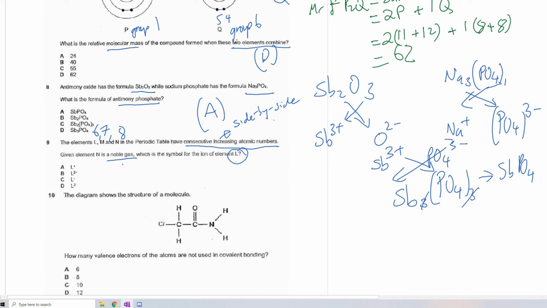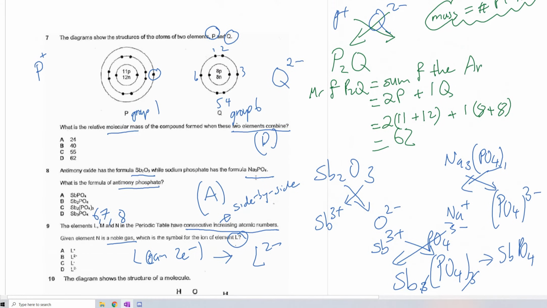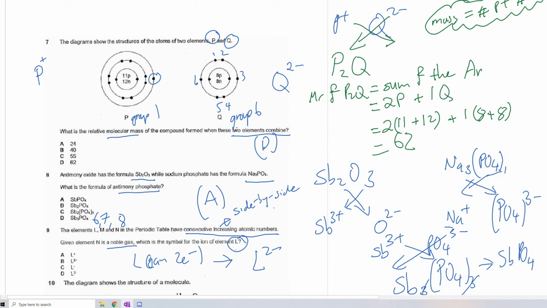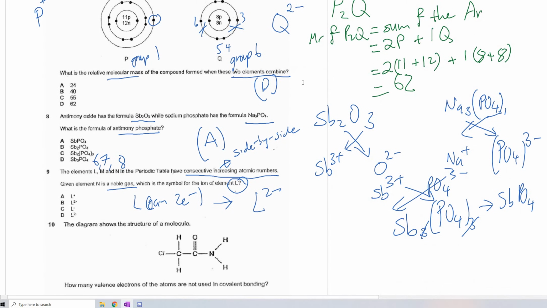So we have established that L is from group 6. It would gain 2 electrons to form L2 minus. Why will it want to gain 2 electrons? As we have discussed earlier in question 7, elements from group 6 will gain 2 electrons to achieve the stable octet structure. It would want to have 8 electrons in the outermost shell. So the answer for question 9 is option D.